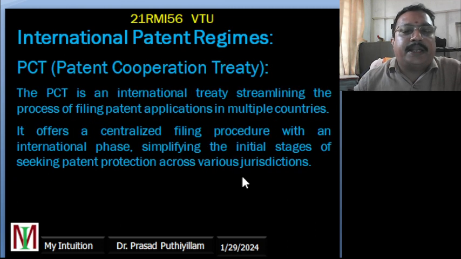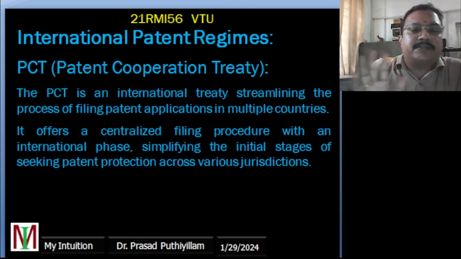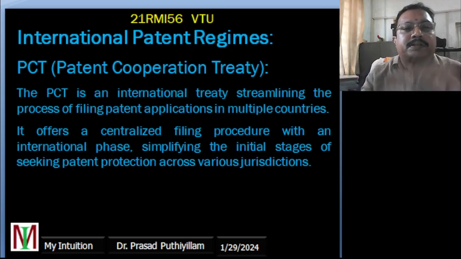Now the PCT, the Patent Cooperation Treaty. The Patent Cooperation Treaty is an international treaty streamlining the process of filing patent applications in multiple countries. It offers a centralized filing procedure with an international phase, simplifying the initial stages of seeking patent protection across various jurisdictions. That means after the PCT, if one wants to apply for a patent, he needs to file only one single centralized application. Okay, so it will go initially to all the member countries.